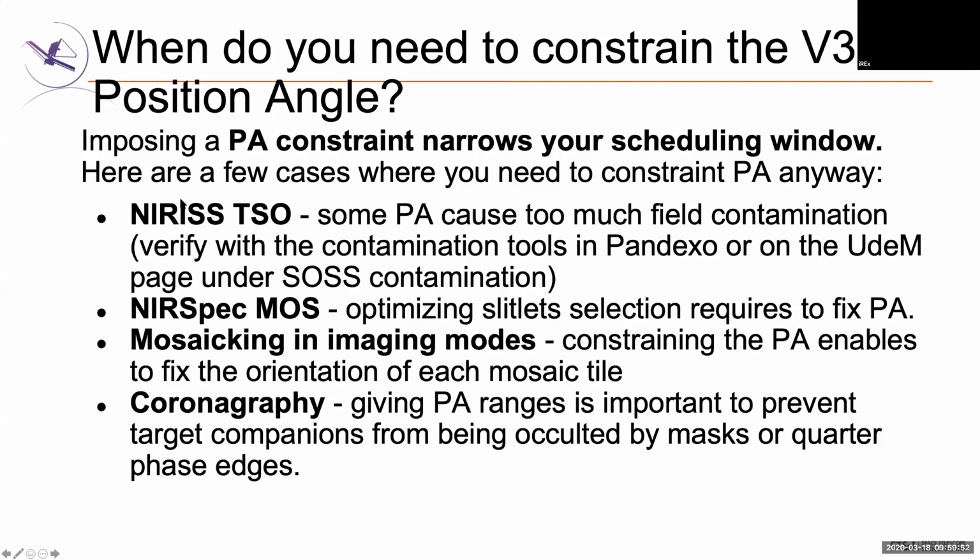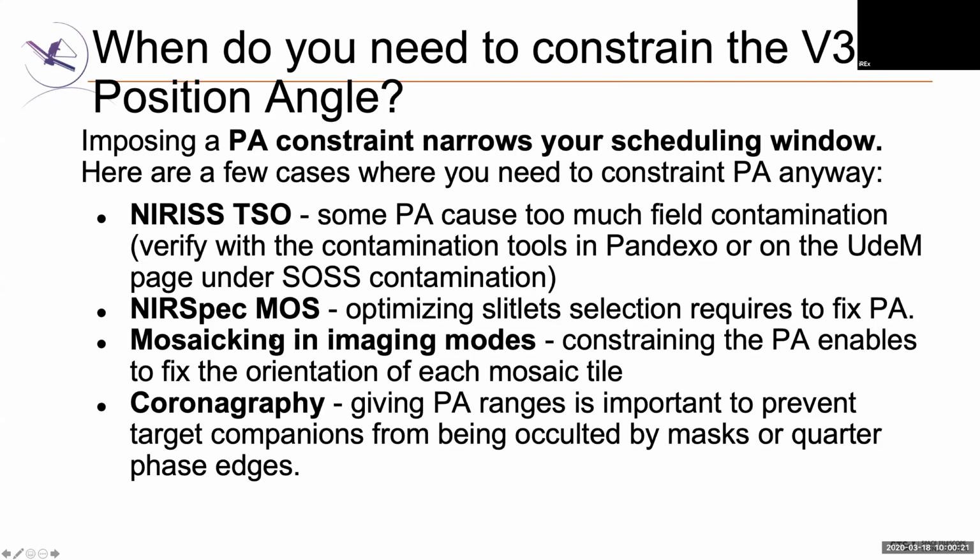So why would you still want to do this? Well, for example, for NIRISS TSO, some PAs cause too much field contamination, and you have to verify this with the contamination tools, either in APT or on the UDM page. We'll get to that later. The NIRSpec MOS, multi-object spectroscopy, also needs to fix its PA for positioning of all the open slitlets. So that's a requirement.